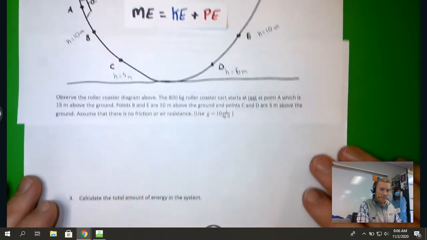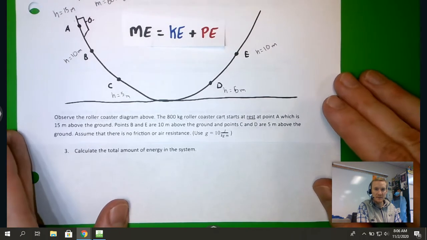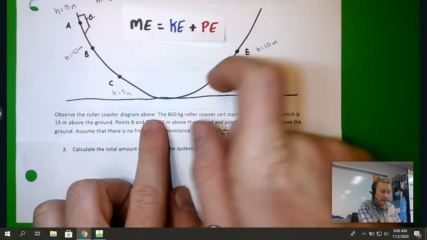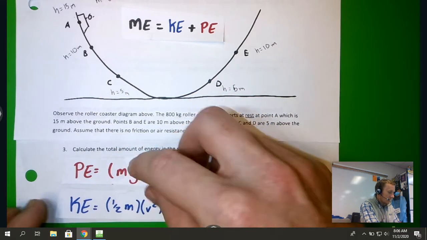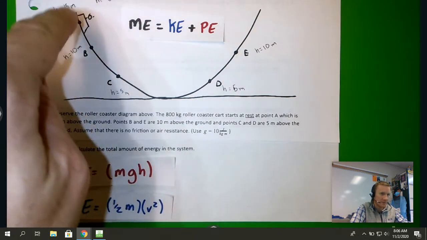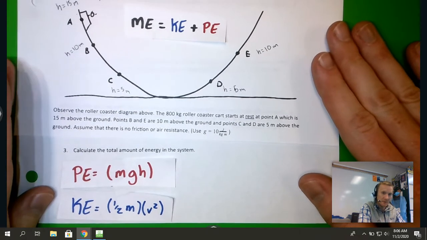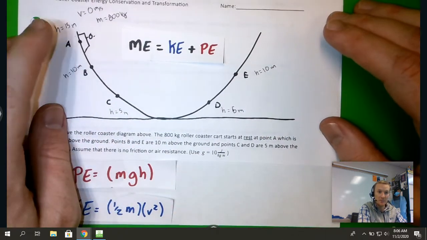Okay, and then part number 3 asks us to calculate the total amount of energy in the system. Remember that to find your total energy, finding our total kinetic and potential, we have to pick a point, any point, where we can get all of our variables at once. So we need to find a point on this track where we have the object's mass, its gravitational interaction, the height, as well as its velocity. Okay, and based on the diagram, the only point between A, B, C, D, and E where we know all of those things is going to be at point A.